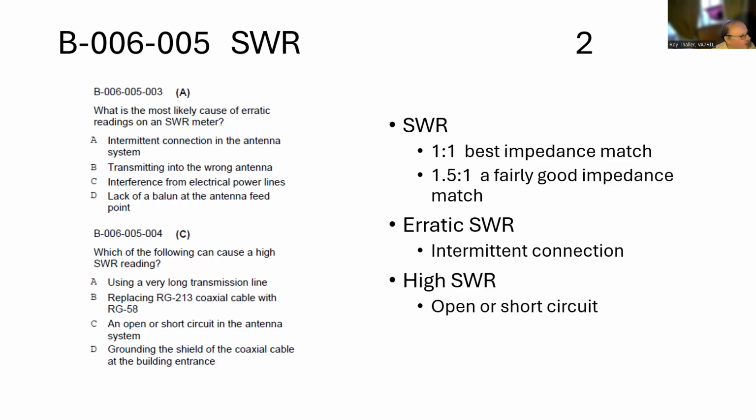What is the most likely cause of erratic readings on an SWR meter? So that's most likely some form of intermittent connection. So A would be correct, you have an intermittent connection somewhere on the antenna system. Which of the following can cause high SWR readings? So in this case, if you're getting something high, it can be an open or short circuit in the antenna system.